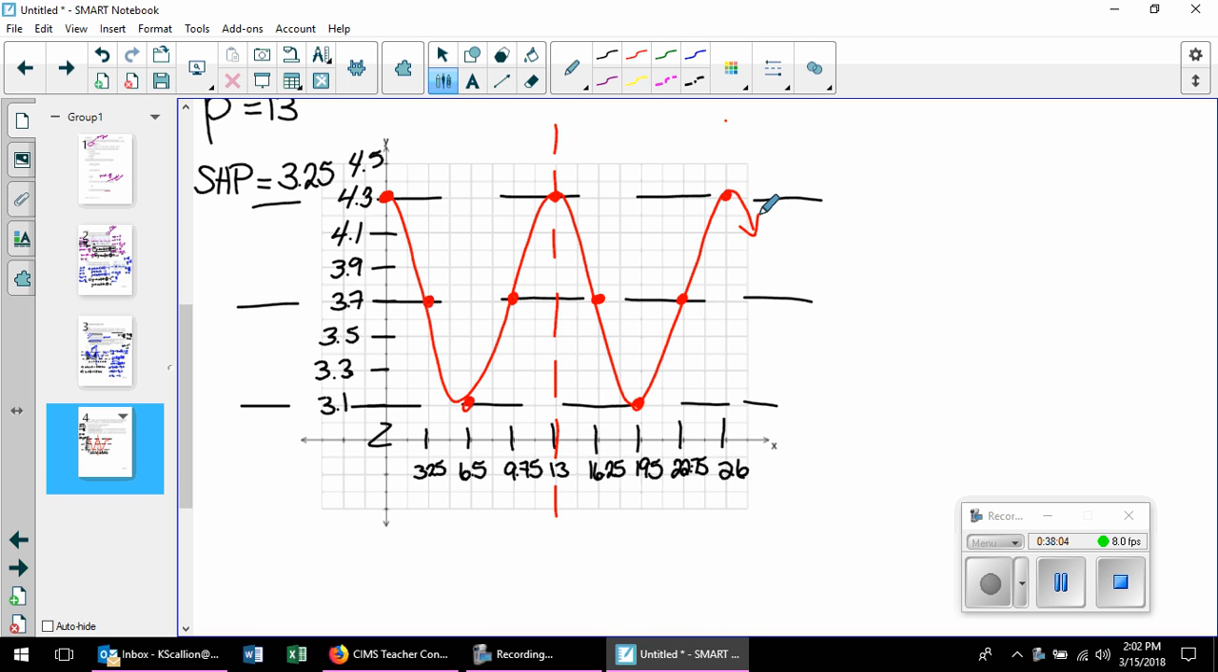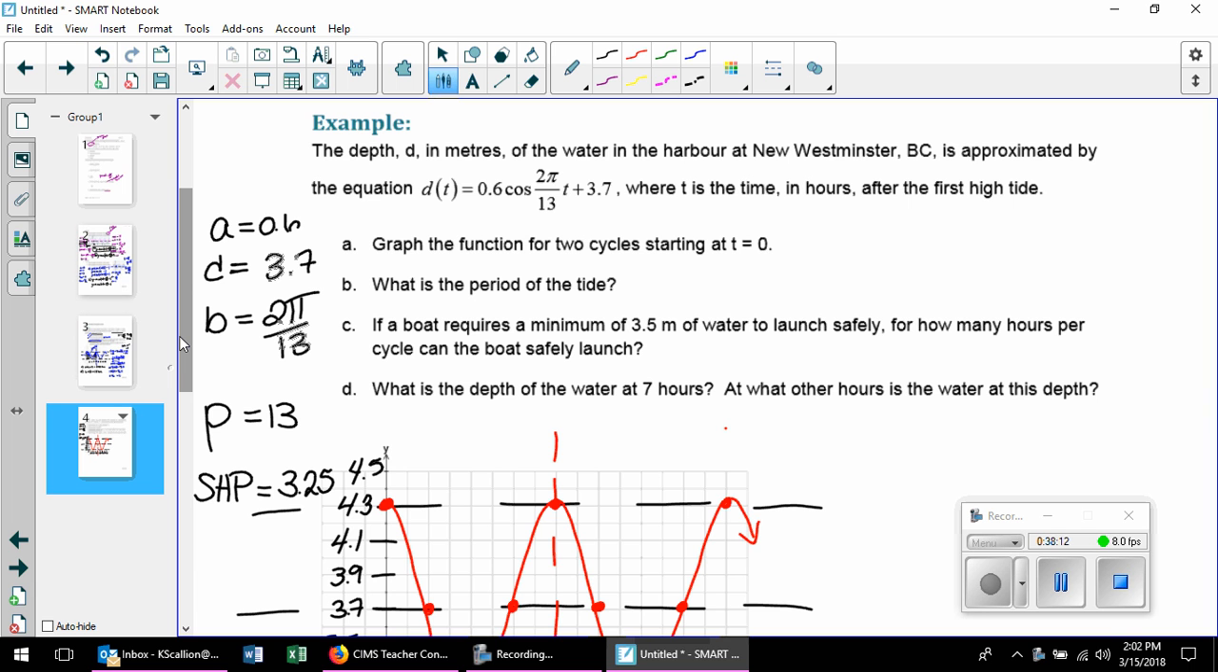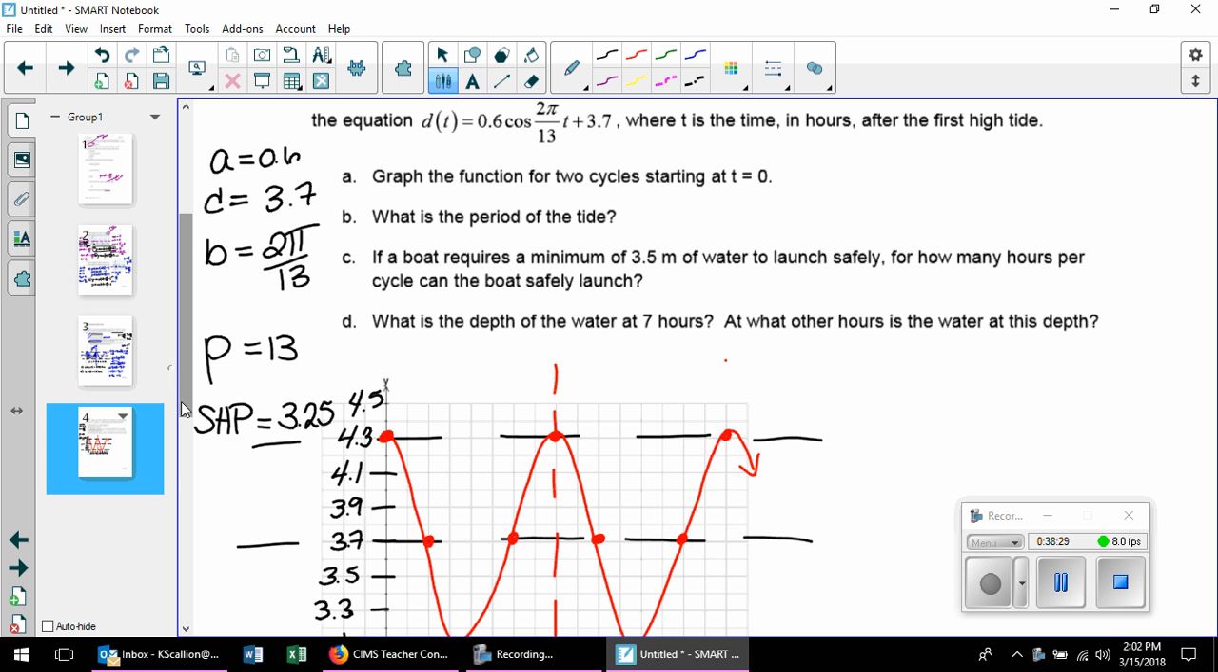How come this one I didn't put an arrow backwards? This graph is pretty specific. It says graph the function for 2 cycles, starting at t equals 0. It gave me my starting point. And so I have that, just that dot there. This will continue on, but this side won't. What's the period? We did this. Period's what? 13 pink elephants.